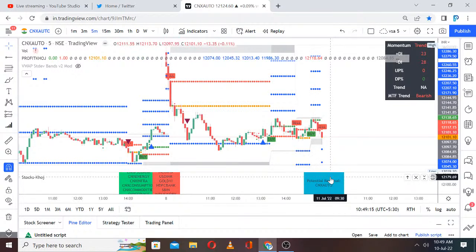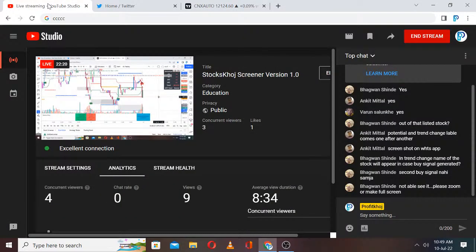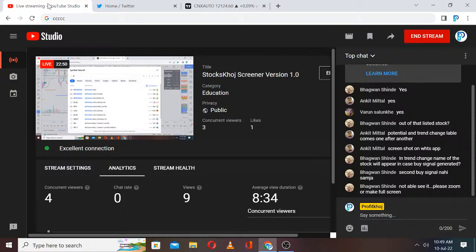So don't trade immediately on a potential reversal, because the candle can close up and it will not show here, and it will not come in the trend change as well. So it's clear. Anybody has any doubts, please ask in the chat.